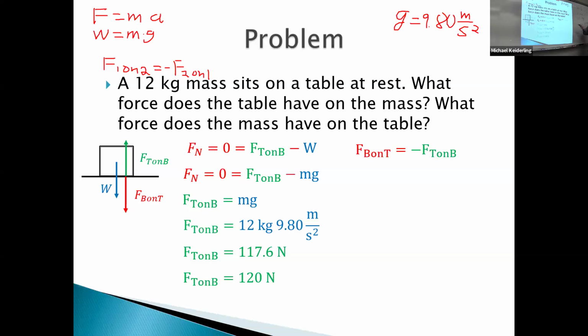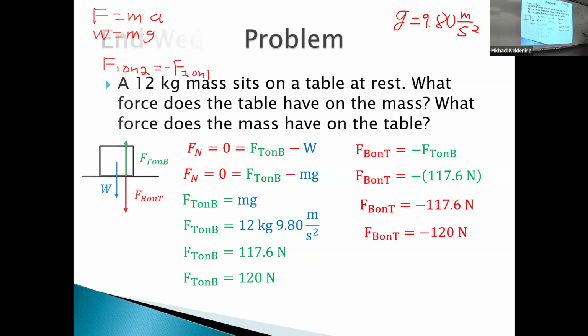The force of the box on the table will be minus the force of the table on the box. So the force of the table on the box is 120 newtons up. The force of the box on the table is going to be minus 117.6 newtons, or 117.6 newtons down, so minus 120 newtons. It will be 120 newtons down.